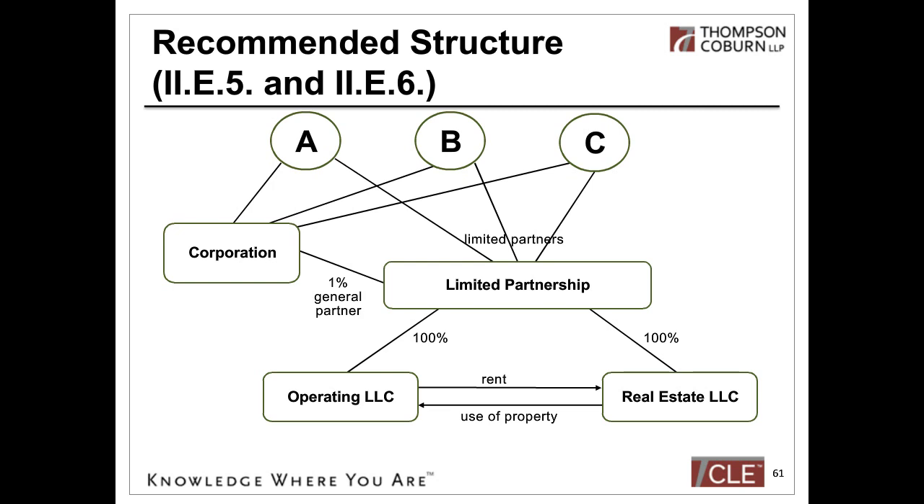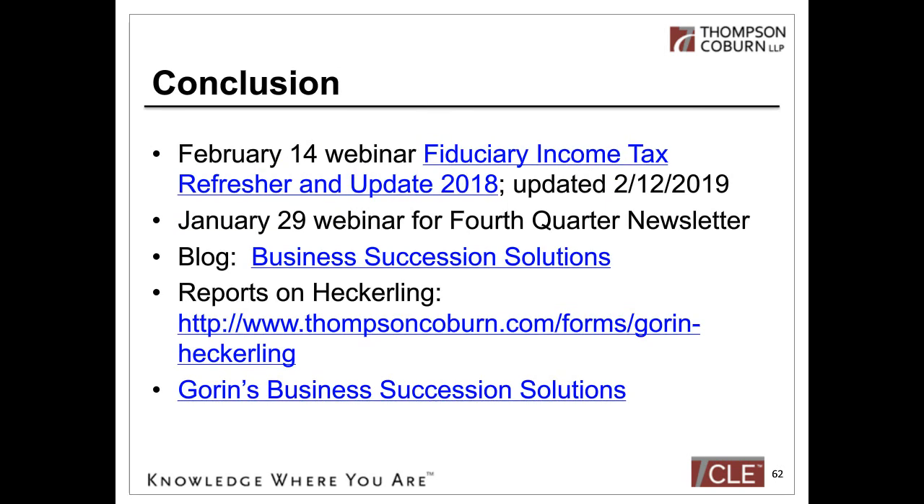So let's go on to slide 62. So in conclusion, on February 4th, I mentioned fiduciary income tax. There's information about that. I'll have a July 29th webinar for my fourth quarter newsletter. I encourage people who are not already subscribers to subscribe to my blog. I also have reports from the Heckerling Institute on estate planning that come out in January, and so you can subscribe to those. So that's everything from there. Again, feel free to email me for my full version of my materials to get that leased employee information.